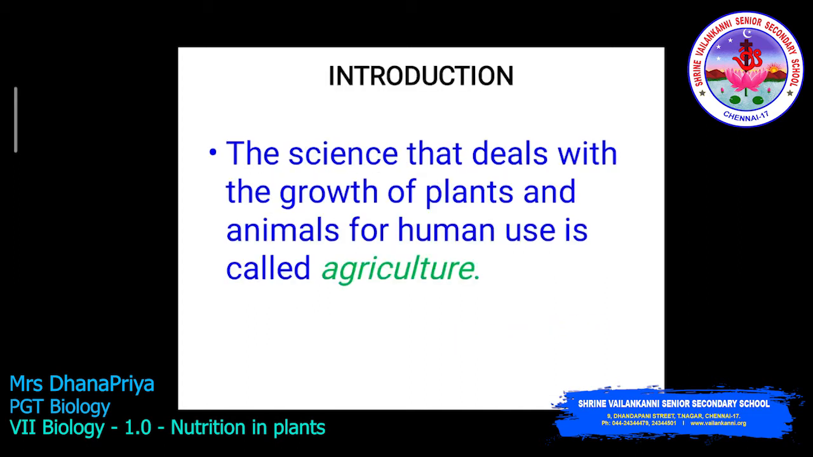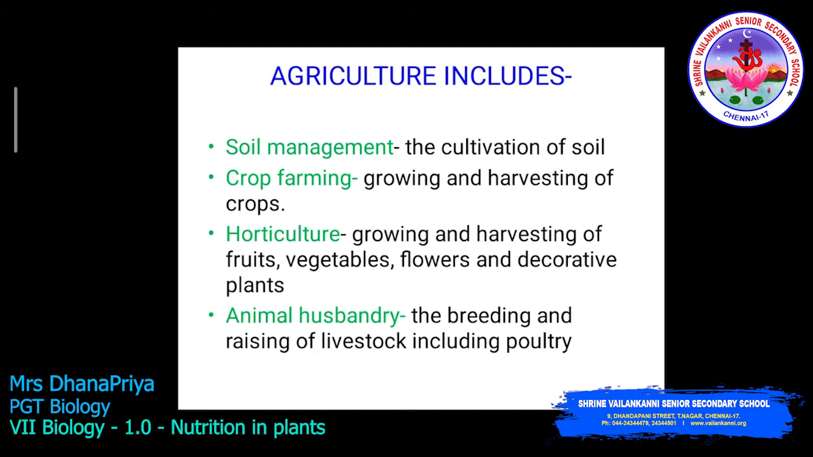The science that deals with the growth of plants and animals for human use is called agriculture. So agriculture includes soil management, crop farming, horticulture, animal husbandry. So what is soil management? The cultivation of soil. Crop farming, growing and harvesting of crops. Horticulture, growing and harvesting of fruits, vegetables, flowers and decorative plants. Animal husbandry, the breeding and raising of livestock including poultry.